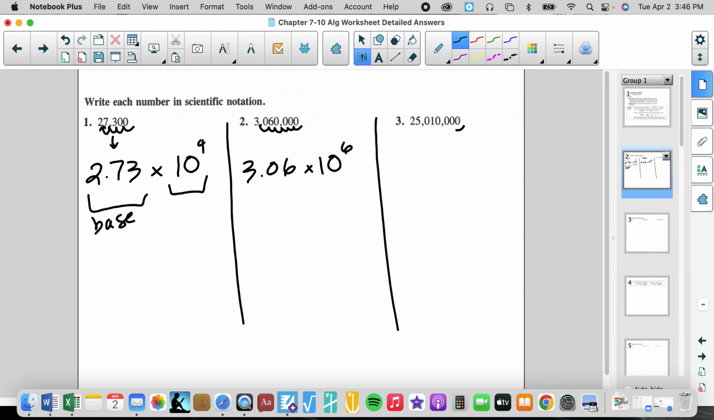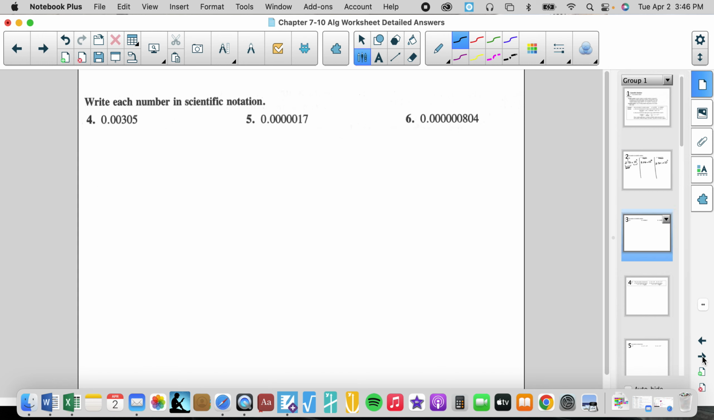So if we multiplied 1,000,000 times 3.06, we would have gotten 3,060,000. So we're going to 1, 2, 3, 4, not between 1 and 10, 5, no, that's 250. 6 is 25, still not between 1 and 10, 7. So 2.501 times 10 to the 7th. Cool, understand? Now we're moving in the other direction. 1, 2, it's 0.3, 3. Now it's 3.05. We're still moving the decimal point until it gets between 1 and 10. And I moved it 1, 2, 3.